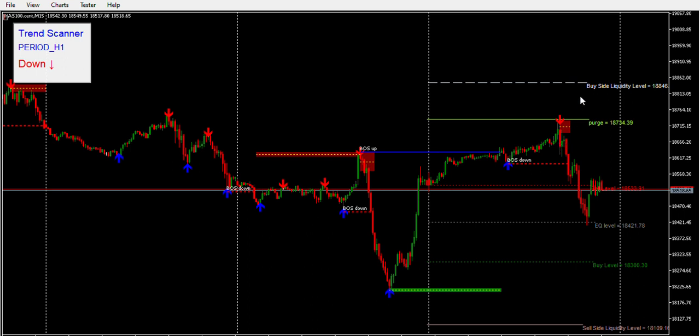But again, this would have been a nice sell setup because price almost touched the purge level. So you would have placed your sell at this level, or sell limits at this level, and your stop losses above this buy side liquidity, and then taken your profits at the sell level or at the equilibrium level.